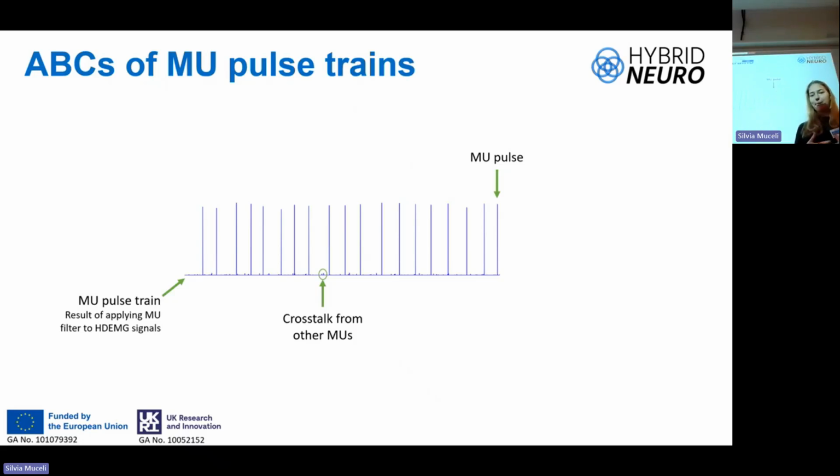Please use the laser so that people online can also see what you are pointing at. Our laser is like this one. Okay, thank you.